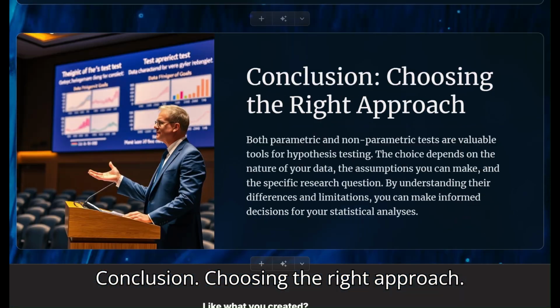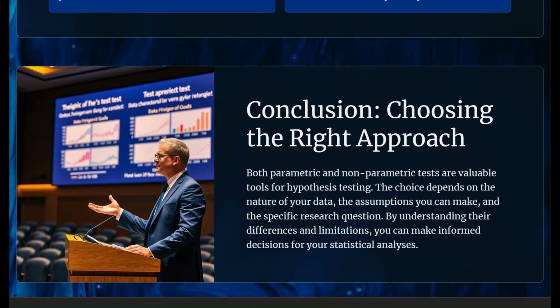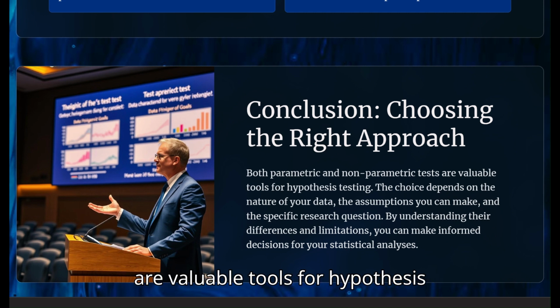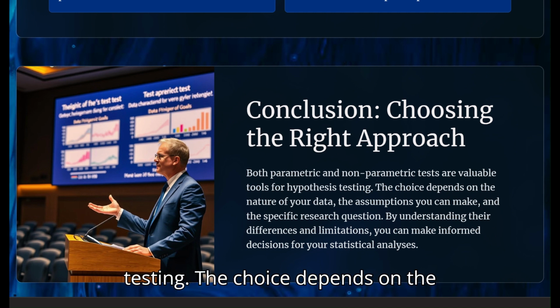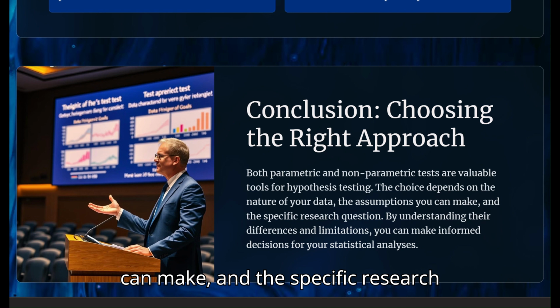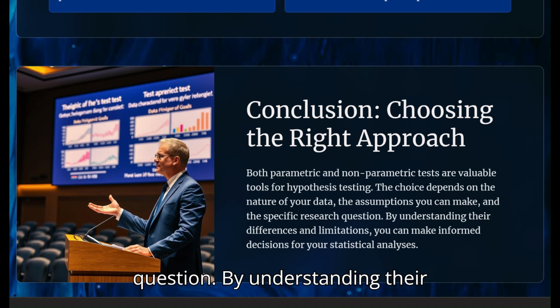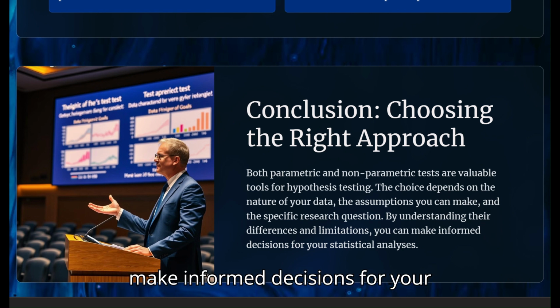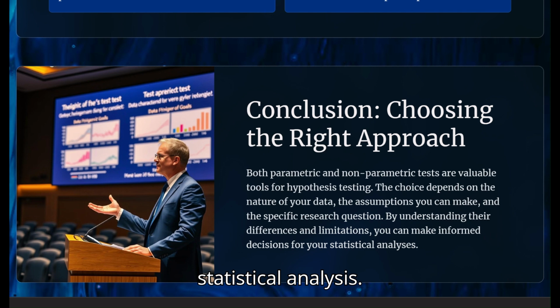Conclusion: choosing the right approach. Both parametric and non-parametric tests are valuable tools for hypothesis testing. The choice depends on the nature of your data, the assumptions you can make, and the specific research question. By understanding their differences and limitations, you can make informed decisions for your statistical analyses.